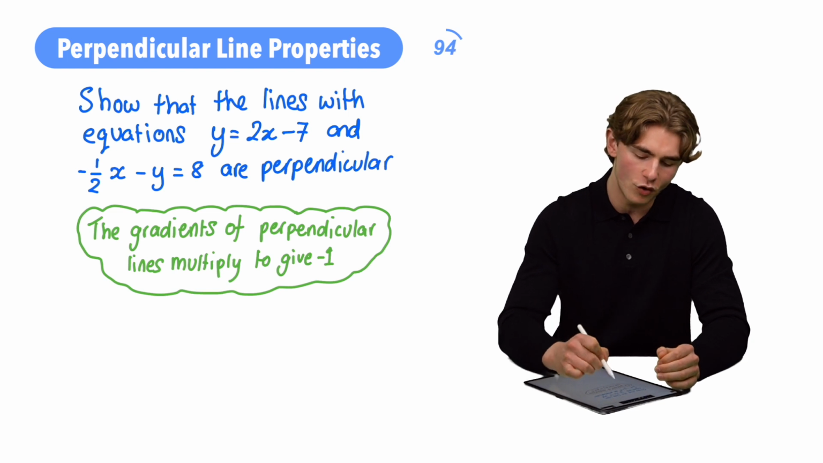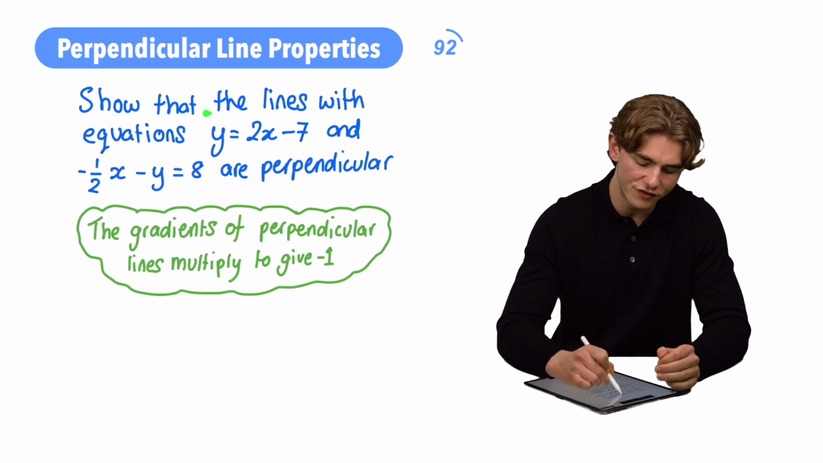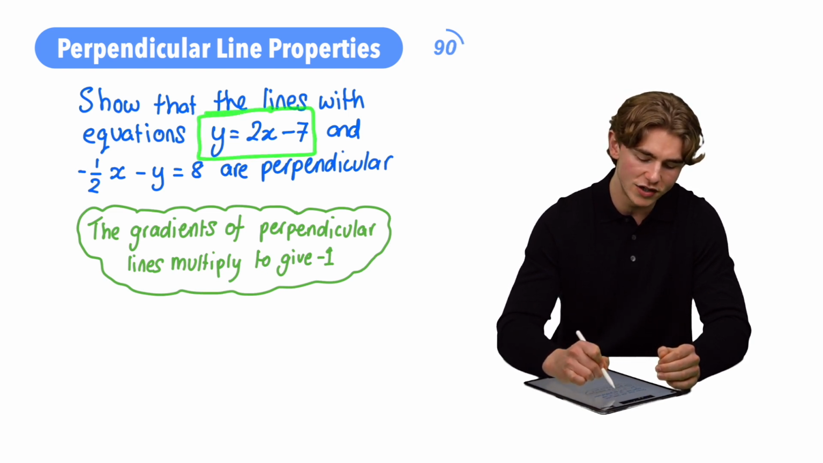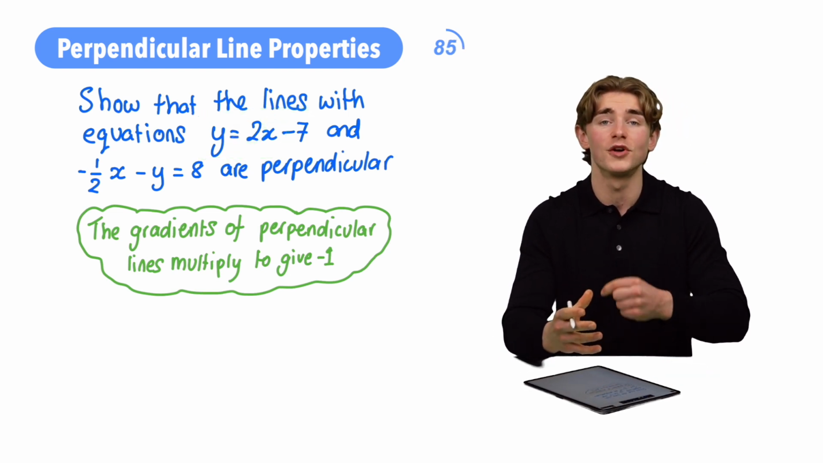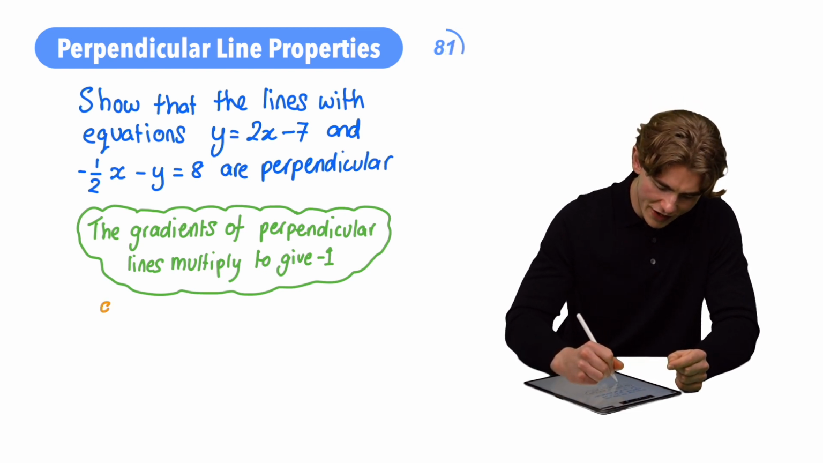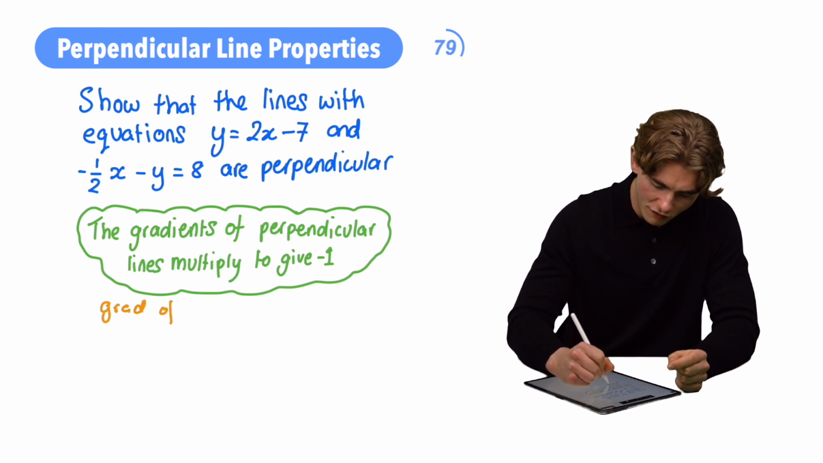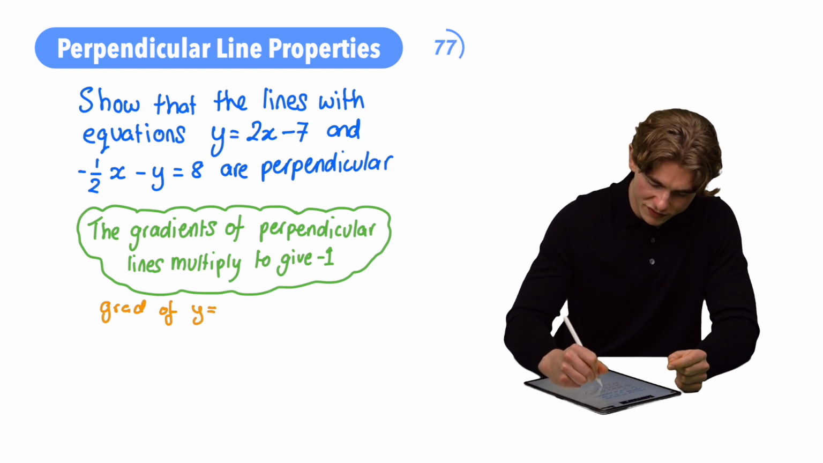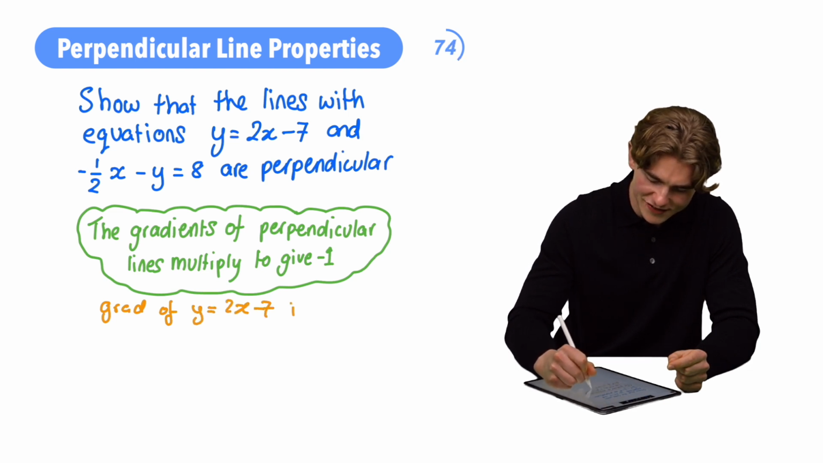Now, what are we going to have for our first line? This one is already in the form y equals mx plus c, so we can just look at the number next to our x. Here it's a 2, so the value of m is 2, so the gradient of our first line is equal to 2. So let's just make a note of that. We're going to have that the gradient of y equals 2x minus 7 is equal to 2.